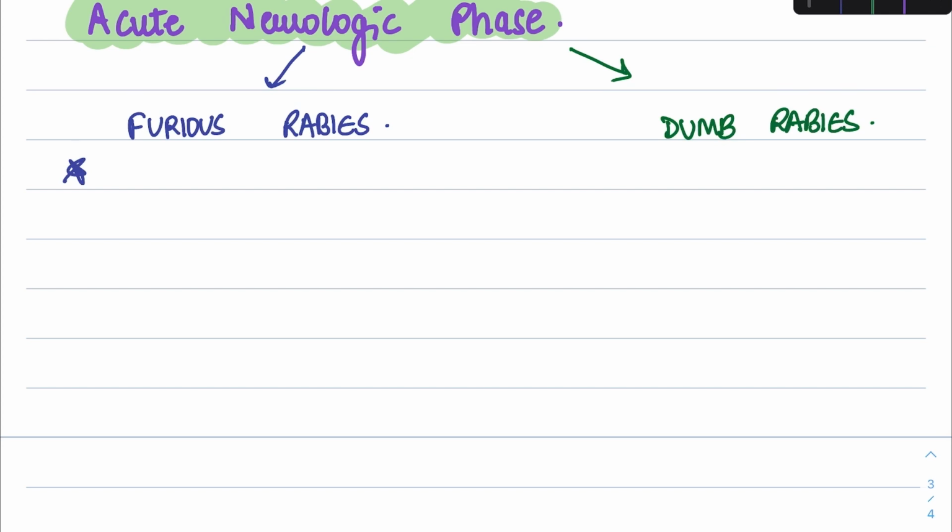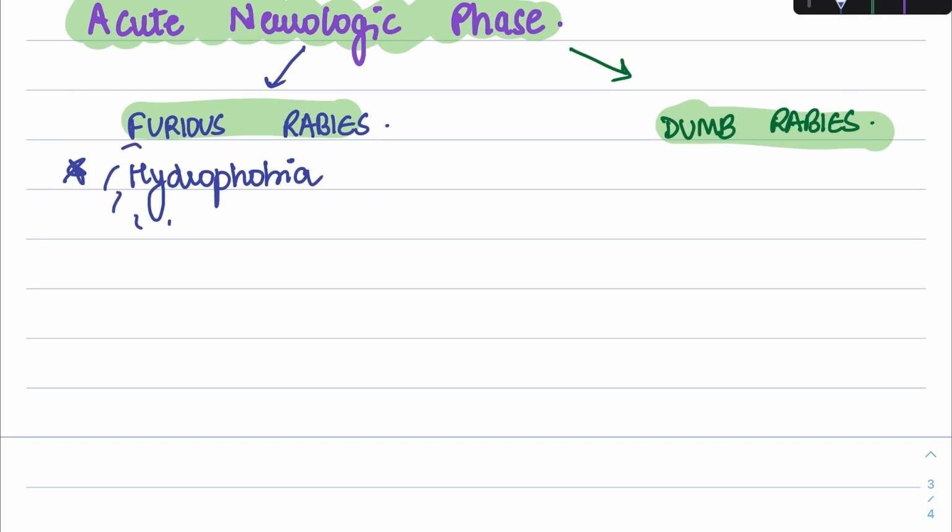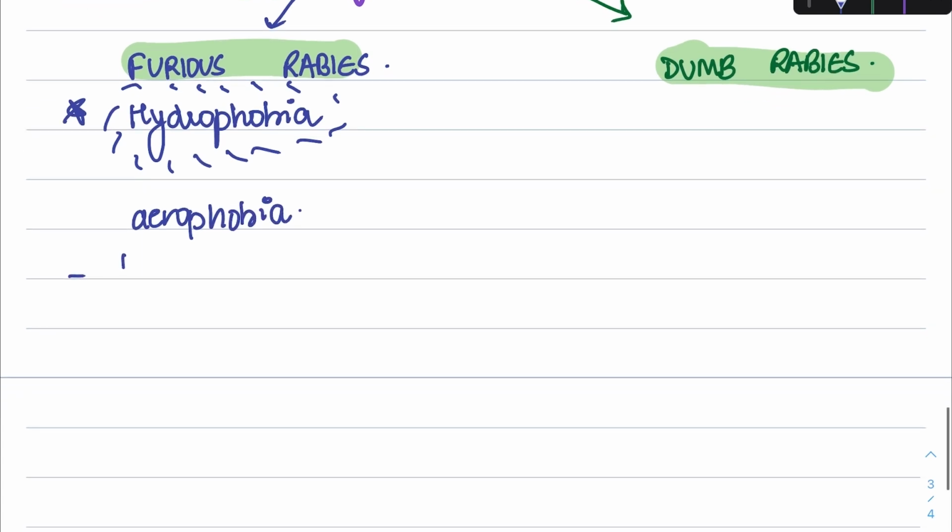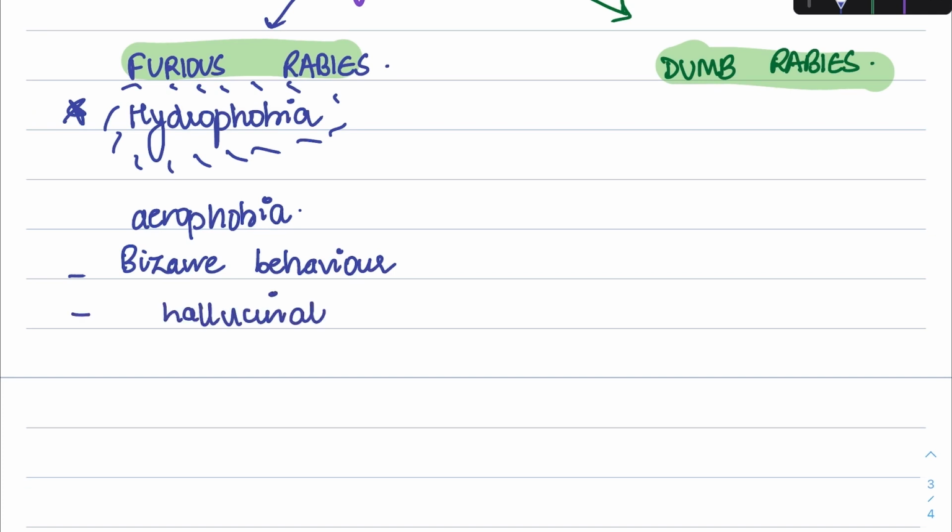Now, a very important feature of furious rabies is hydrophobia, that is the fear of water. This is because the act of drinking the water or even thinking about drinking the water causes very painful spasm of the neck muscles. So, the patient is very afraid to even drink water. Secondly, there is also aerophobia. Aerophobia is the fear of air. The patient also starts exhibiting very bizarre behaviors and he starts getting hallucinations. The patient becomes very excitable. The level of anxiety increases in this patient.